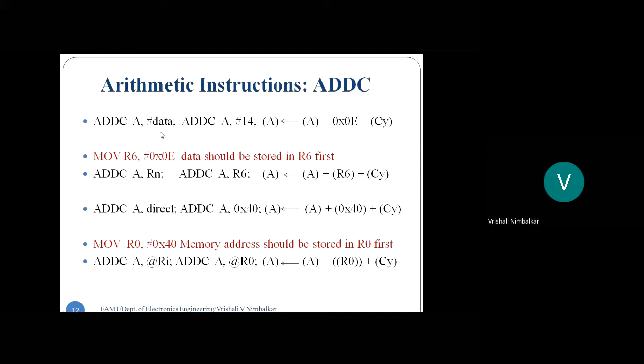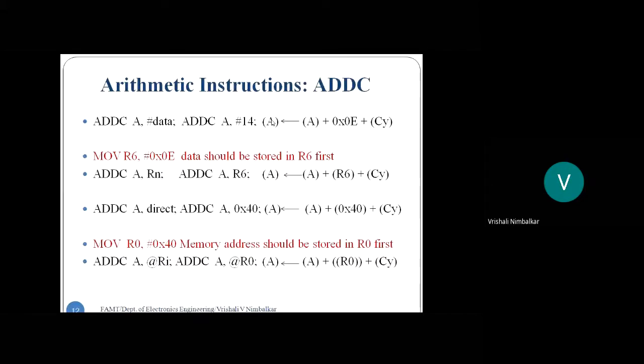I can write an example. Same example, ADDC, hash 14. 14 is converted into hex E. The data E is added with the data in accumulator along with the carry, that 1 bit carry, and the result is stored back in accumulator.